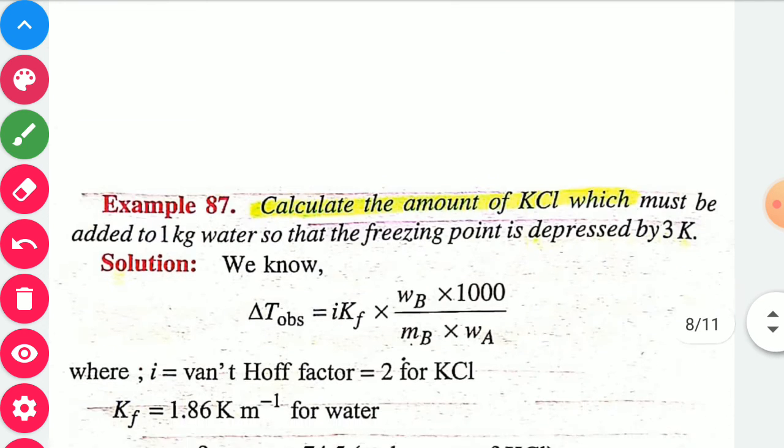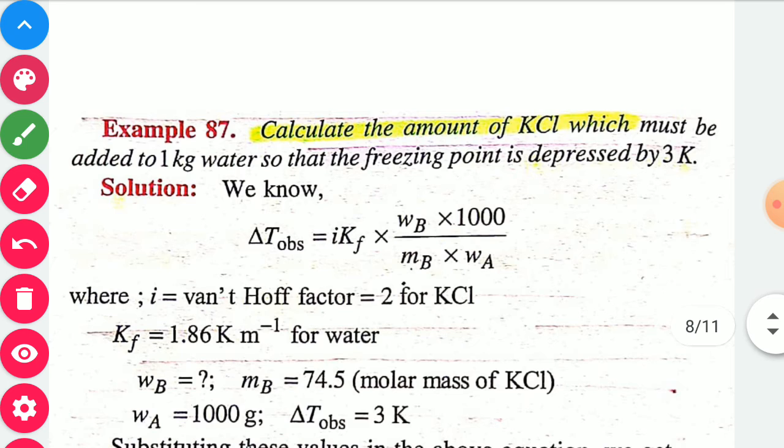Next question. Calculate the amount of potassium chloride which must be added to 1 kilogram water so that freezing point is depressed by 3 Kelvin. So from the question, it is clear that depression in freezing point, that is delta Tf, is 3 Kelvin. Mass of solvent, that is water, is 1 kilogram. And amount of solute potassium chloride, Wb, we have to calculate.